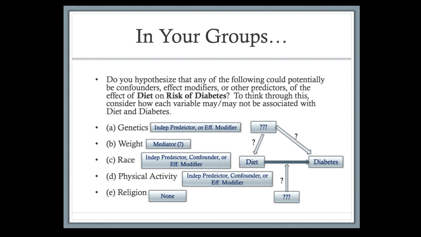And again, you can disagree with some of the things I said. You may be able to make the argument that certain variables are associated when I said I don't think they are, or vice versa. The goal of this is to try and think through what does it mean to be a confounder, what does it mean to be an effect modifier, what does it mean to be an independent predictor, and so on.